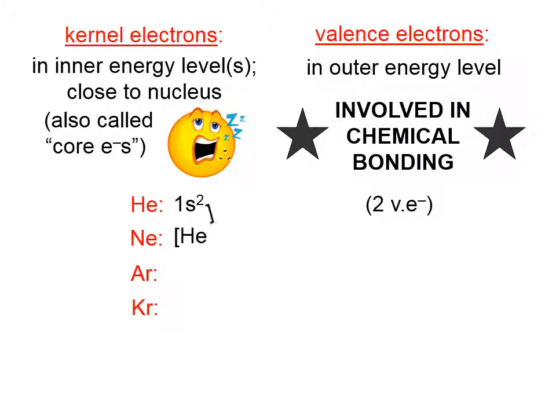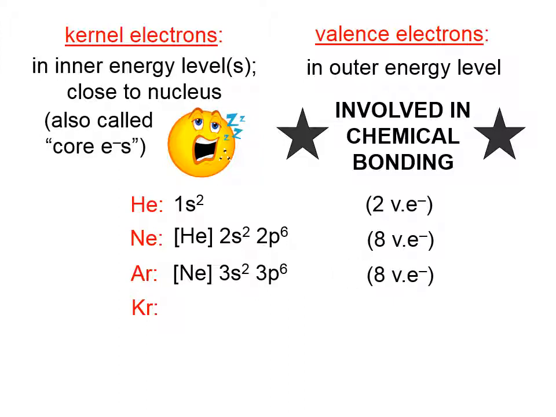If we write the shorthand electron configuration for neon, we covered shorthand electron configurations in a previous lesson, so if you're a little rusty on that, feel free to go back and figure out what we mean by a shorthand electron configuration. We can see that neon has a total of 8 valence electrons, and the valence shell for neon is the second energy level. For argon, we also have 8 valence electrons.